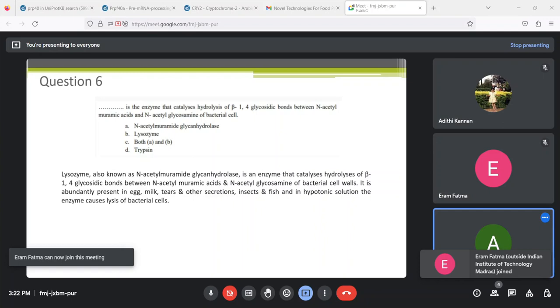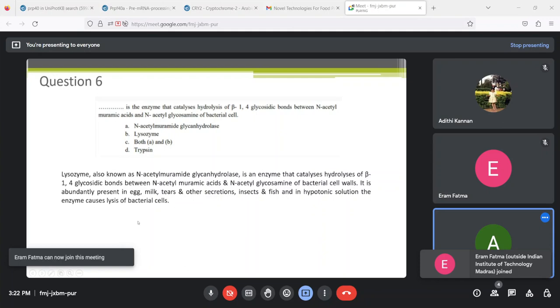So apart from breaking open the NAG and NAM, if you put your cells in a hypotonic solution, because of the weaker cell wall, often what happens is that you will have a change in osmolarity. That is, all the water will start coming inside the cells, and because of a weak cell wall, your cells will start rupturing and breaking. Your cells will swell up and then will rupture and break, which is why it is often preferred to use lysozymes in a hypotonic solution to cause lysis of the bacterial cells.